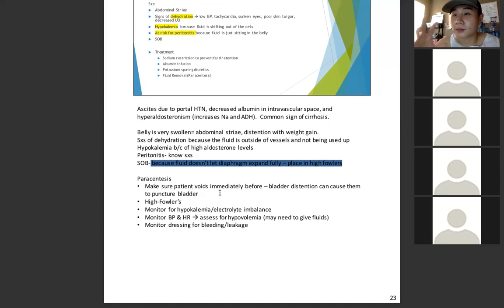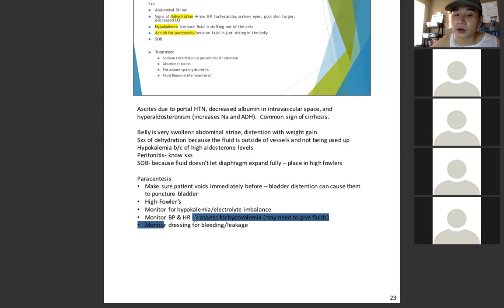All right, we need to put them in a high Fowler's position and we monitor for hypokalemia and electrolyte imbalance. Monitor blood pressure and heart rate. We assess for hypovolemia, which can be indicated by low blood pressure and high heart rate. Monitor the dressing for bleeding and leakage. All right.